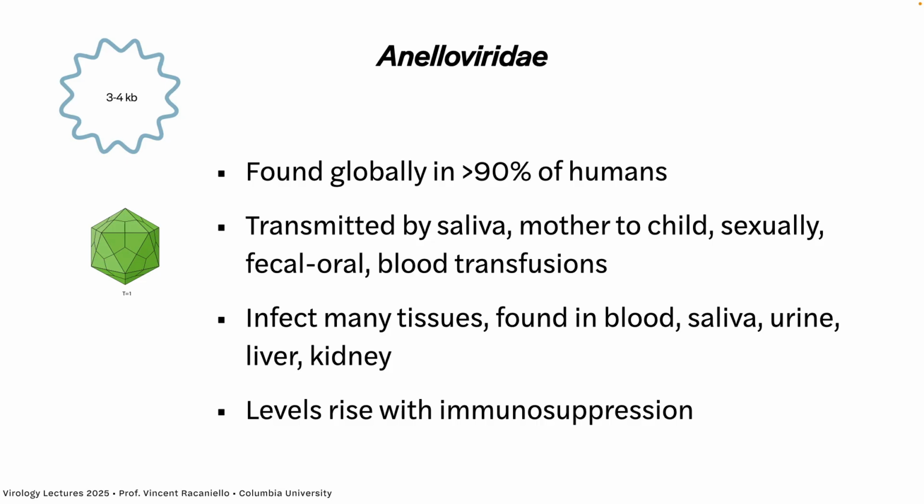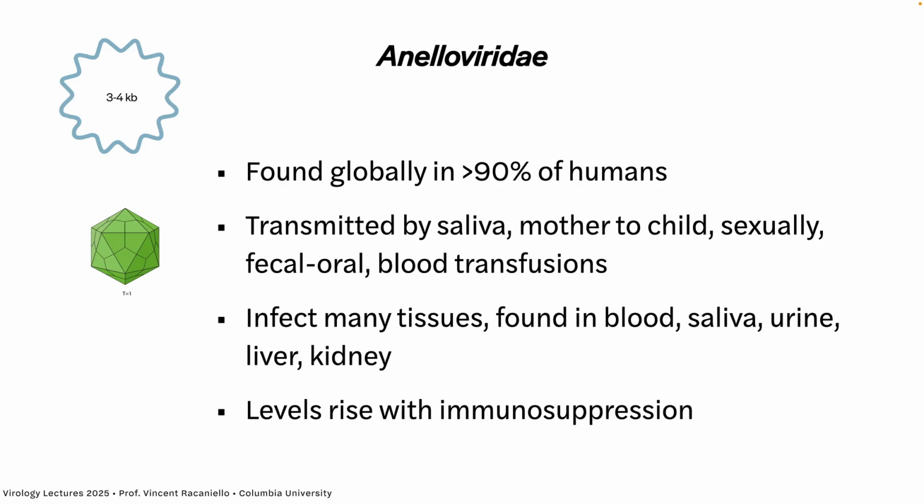Okay, anelloviruses. Again, over 90% of humans have these viruses. They are icosahedral DNA viruses, with a single-stranded circular genome of 3 to 4 kb. They're in all of you probably, or at least 90% of you. They are transmitted by saliva, mother to child. They are transmitted sexually. They are transmitted fecal-orally, through blood transfusions. You know, when you give blood, they don't check it for anelloviruses, but they're there because anelloviruses don't cause disease.